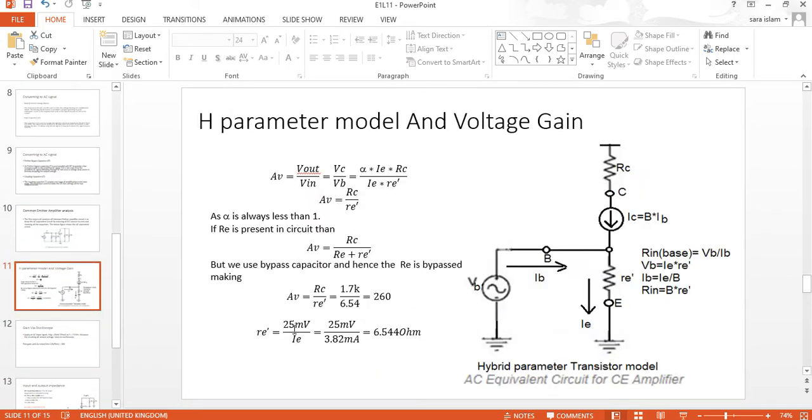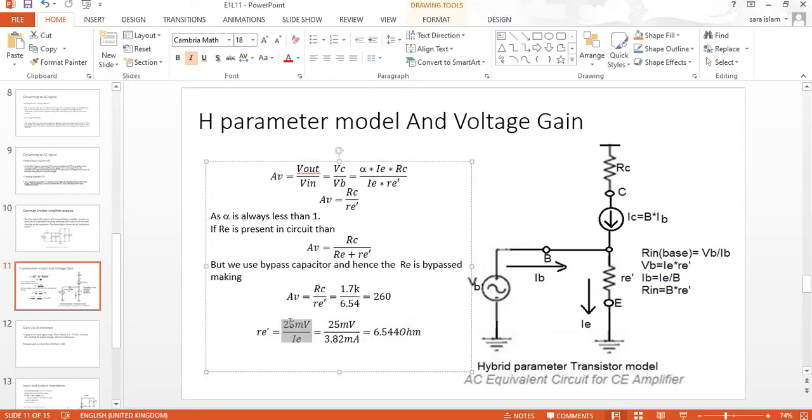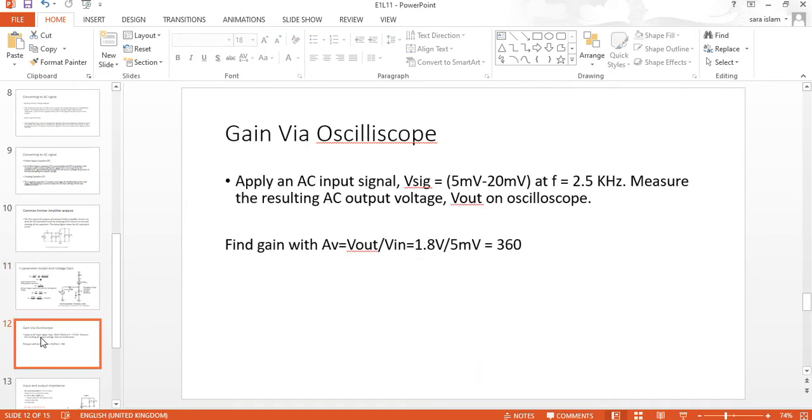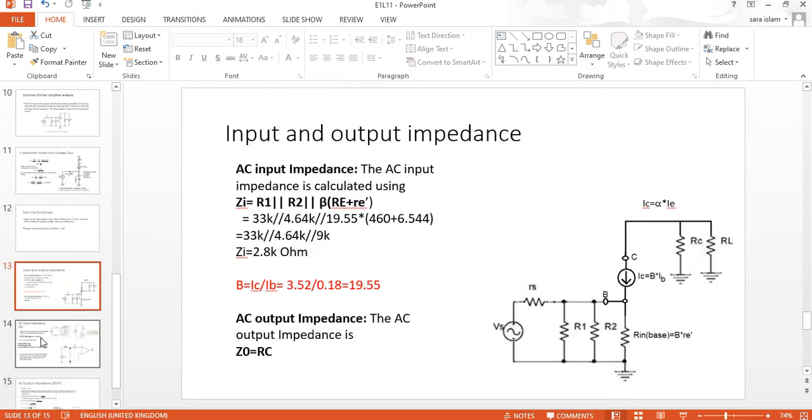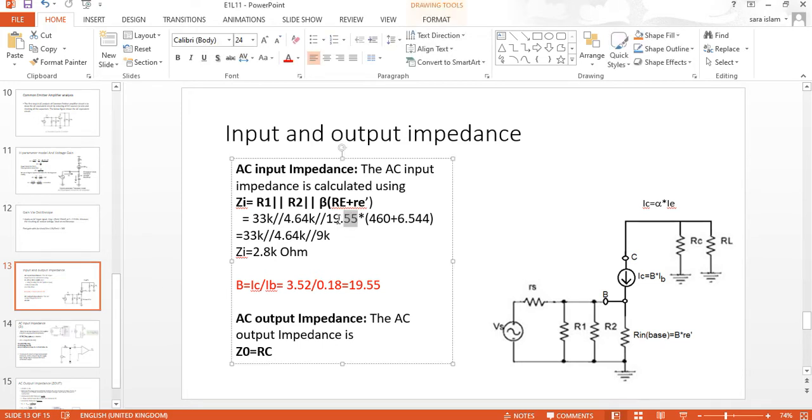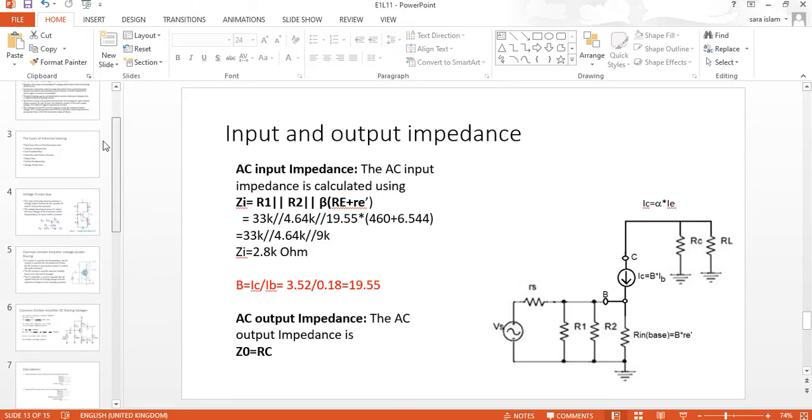This was re naught, which was 25 millivolts divided by IE, and it was equal to 6.544. The 25 comes from the thermal conditions of a diode, from where your formula is derived. That's always fixed, right? Anyhow, let's come back to beta. The remaining element is beta, equal to IC divided by IB, and you know IC and IB because we calculated them in the first part.